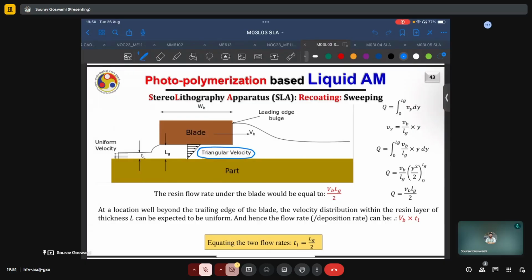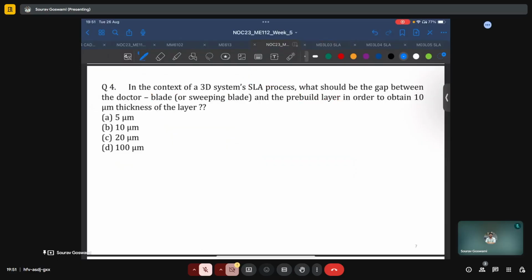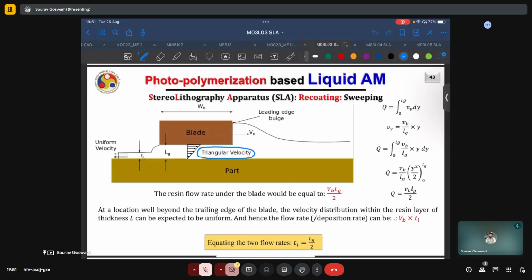In the present case, we are asked to find the gap between the doctor blade and the pre-built layer in order to obtain a 10 micrometer thickness of the layer, and we saw that if the layer thickness is denoted by TL, it is equal to Lg by 2, where Lg is the thickness of the resin layer at the trailing edge of the blade.